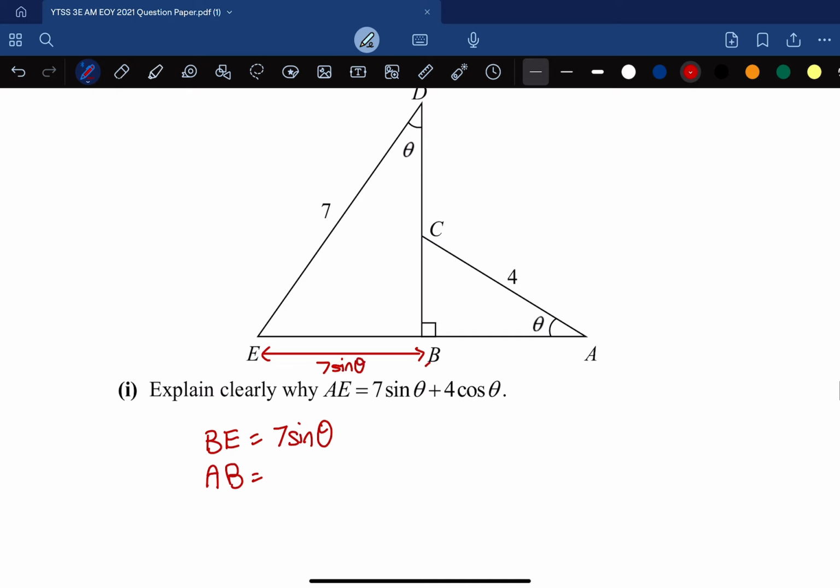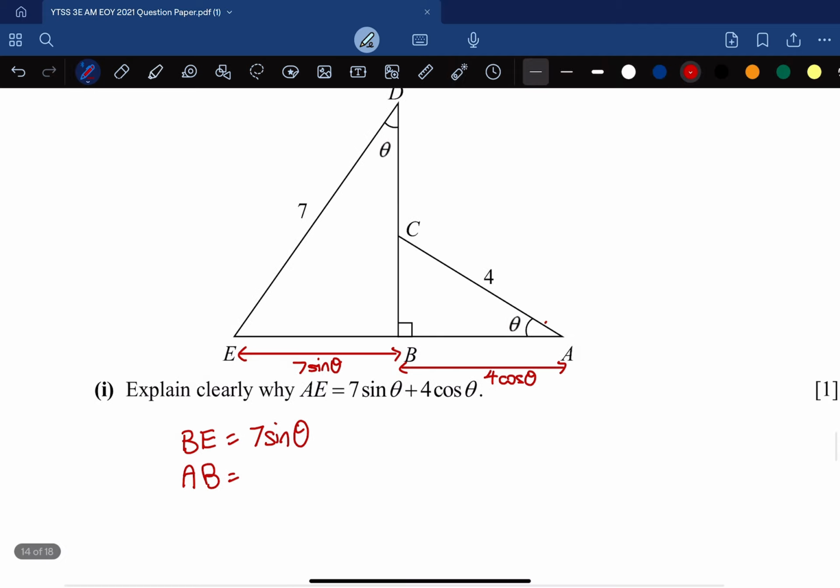Okay, and this length over here is 4 cosine theta. If you find it hard to visualize, you can write out your trigo ratio first. Let's say in this case over here, cosine theta equals AB over hypotenuse, which is 4, which is how I obtain this length. AB equals 4 cosine theta. You can do the same thing for the other triangle. So in this case over here, AB is 4 cosine theta.